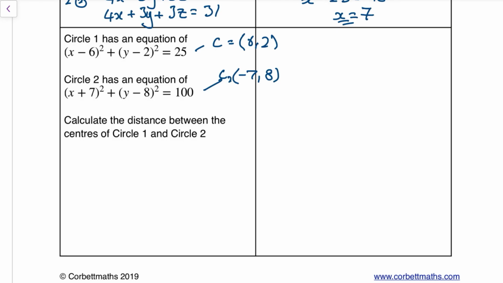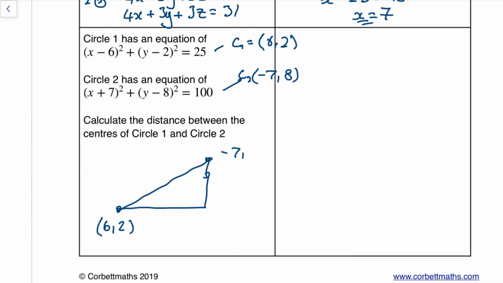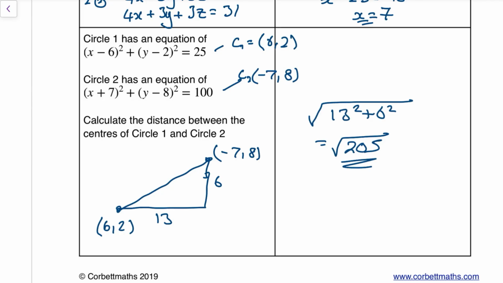I'm calling it C2 and C1. And the key thing is, I don't care they're circles. All I care about is the distance between these points. In other words, it is just a Pythagoras question. So I don't, again, care about scale. That's 6, 2. This is minus 7, 8, which means this distance here is 13, and this distance here is 6, which means the distance between the centres is going to be the square root of 13 squared plus 6 squared, which is the square root of 205. And that is question done.